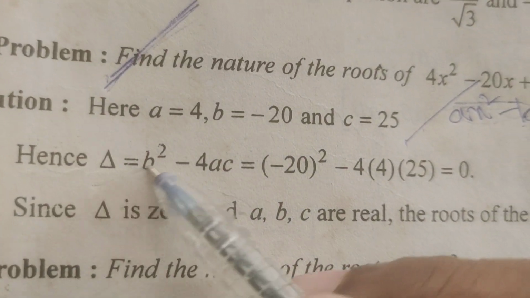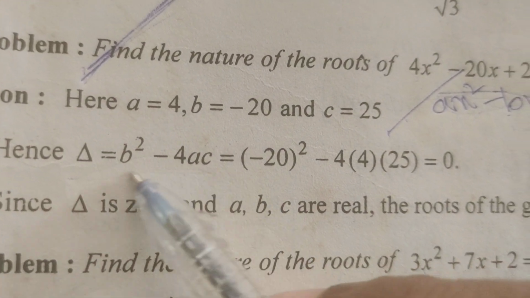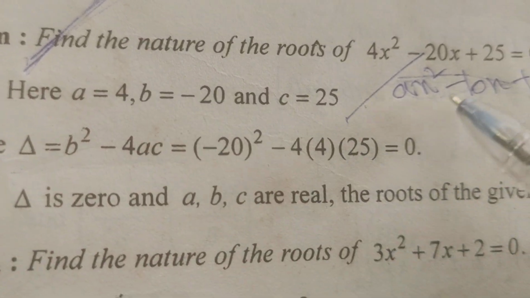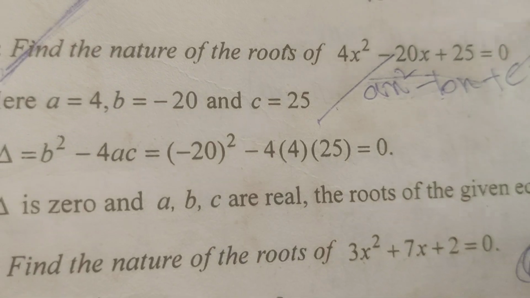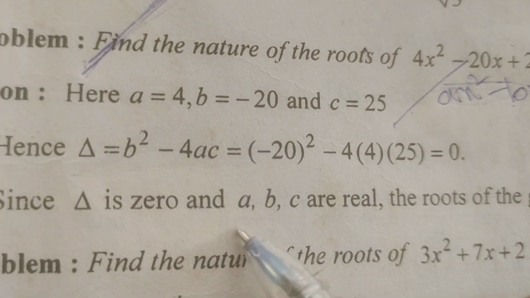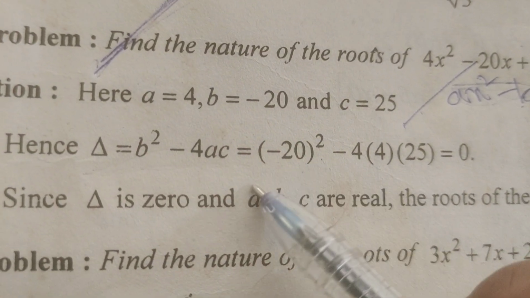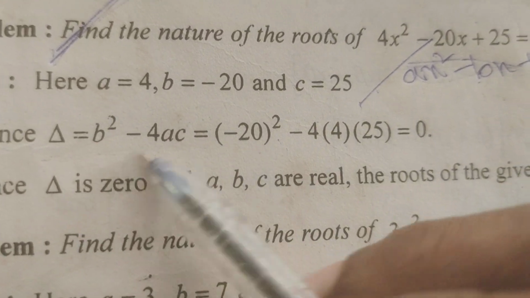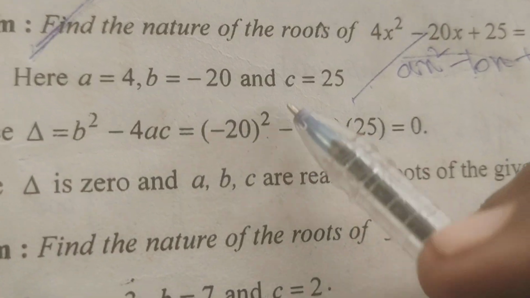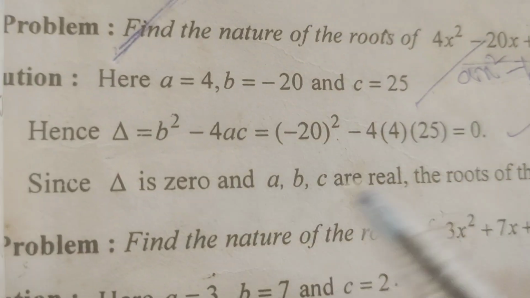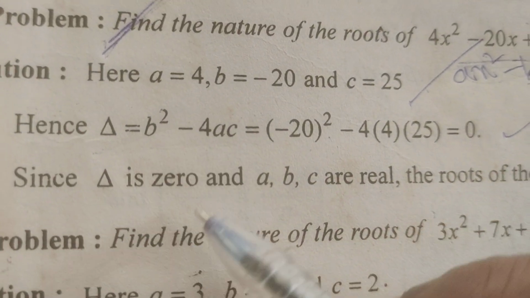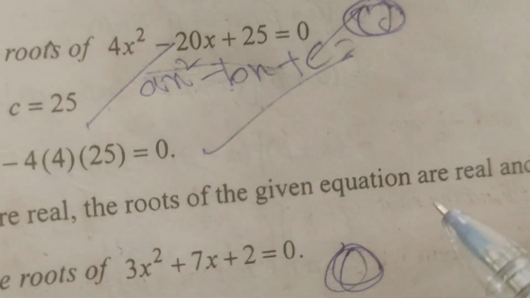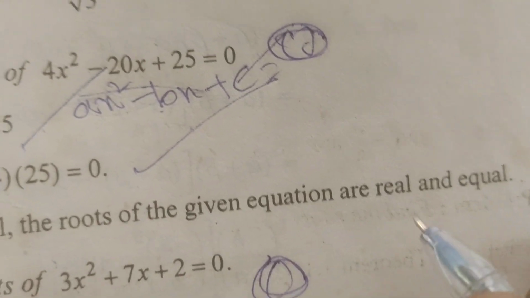Here substitute in this formula: delta equals b² − 4ac. So what is b here? According to this formula, by the given equation, b means −20, so (−20)² − 4ac, which means 4 × a, which is 4, times c, which is 25, equals 0. Since delta is 0 and a, b, c are real, the roots of the given equation are real and equal.